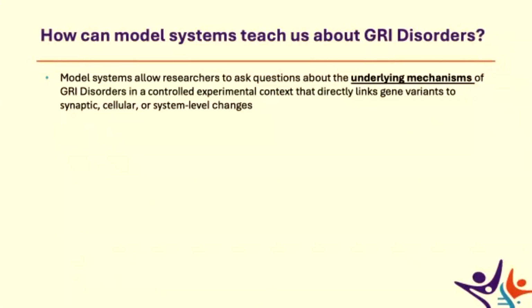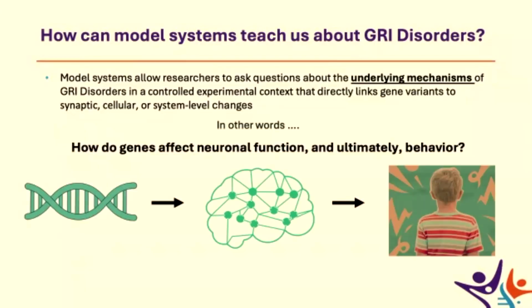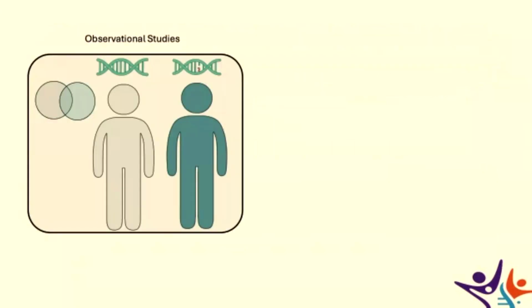So model systems are really crucial because they allow researchers to ask questions about what's known as the underlying mechanisms of GRI disorders in a controlled experimental context. This allows you to directly link gene variants to things like synaptic, cellular, and system level changes. In other words, how do genes affect neural function and ultimately behavior?